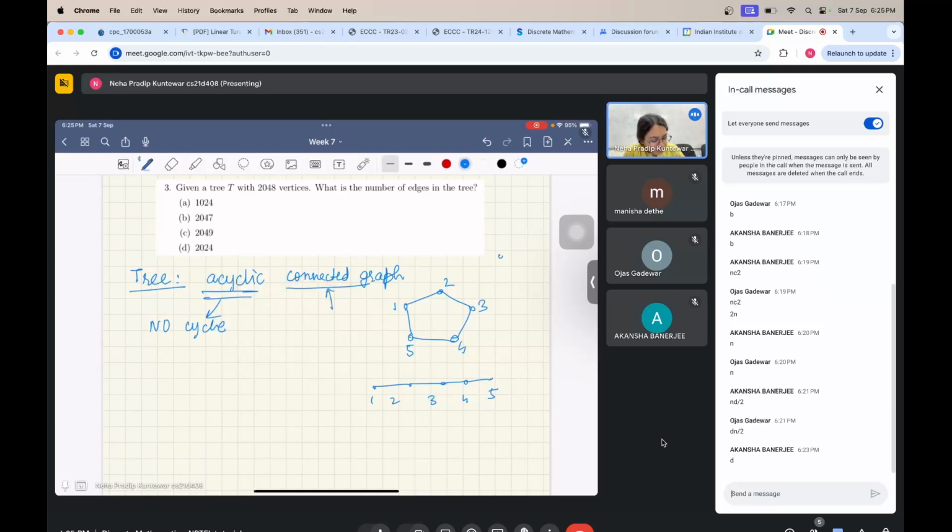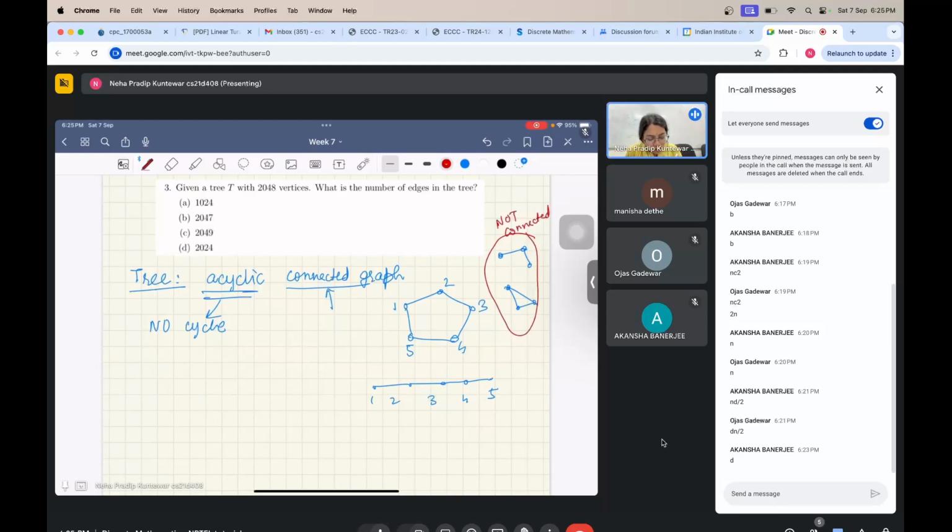But something like this, for example, is not connected because you do not have an edge or a path that will take you from this vertex to this vertex. So this is not a connected graph.